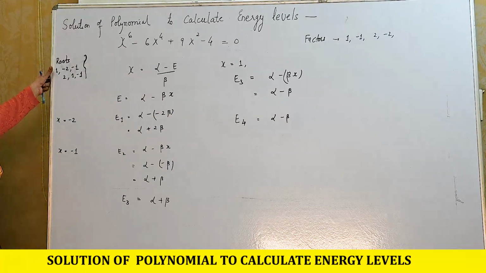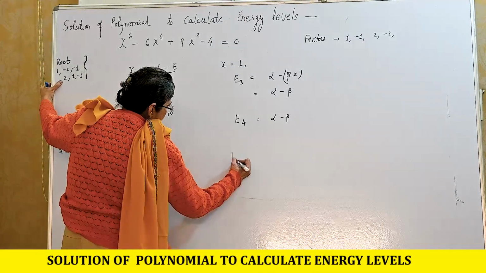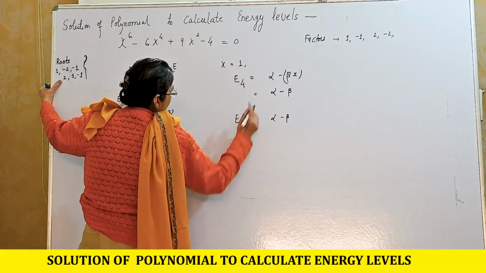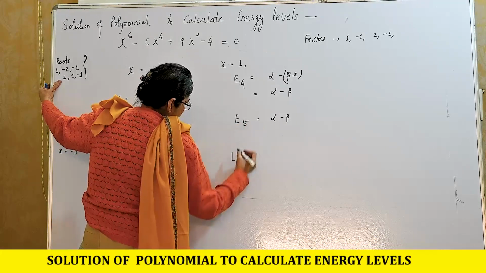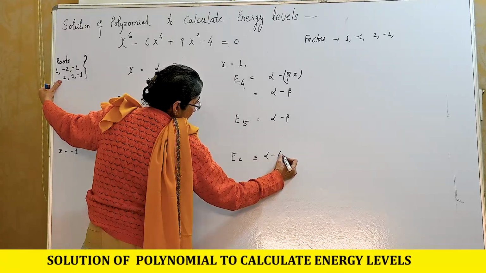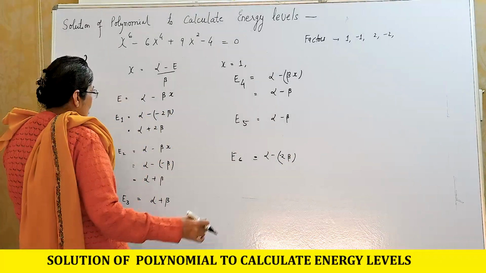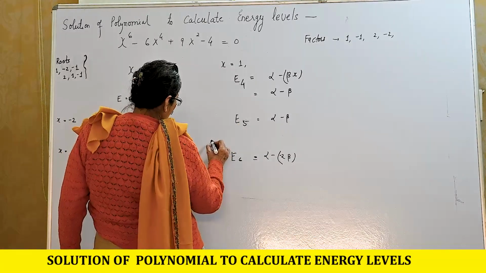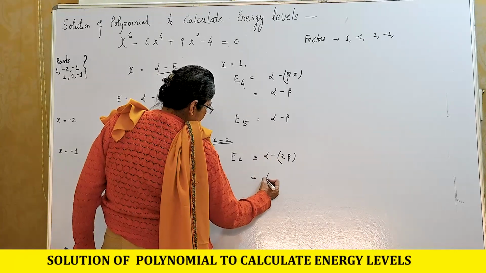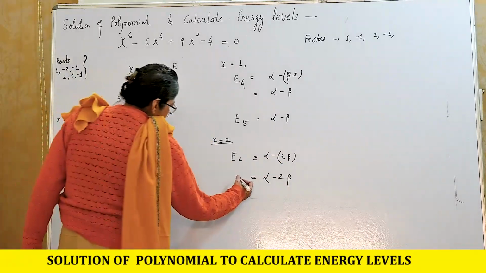Now in the last we take the value 2, the highest number, and this is E3, and this is E4, and this is E5, and this is E6, with x equal to 2, so alpha minus 2 beta, and this is the energy level E6.